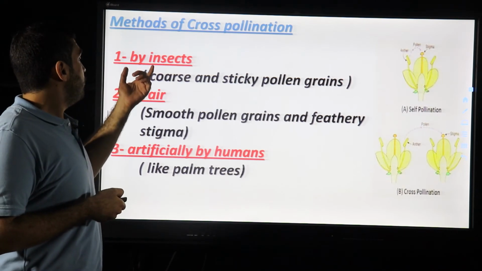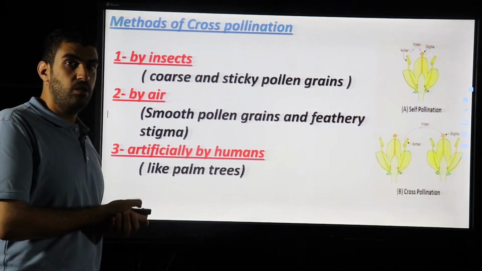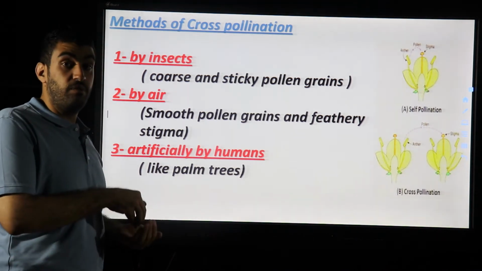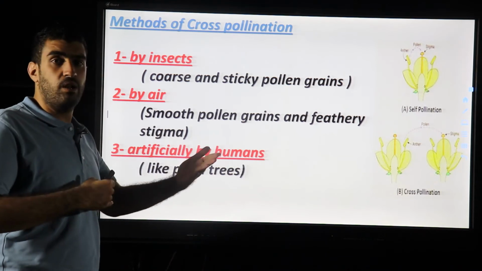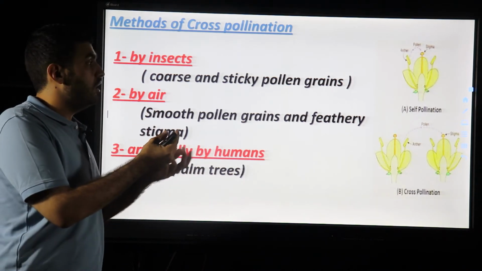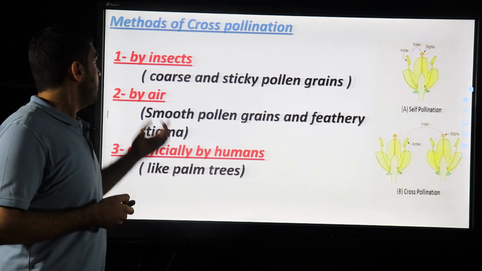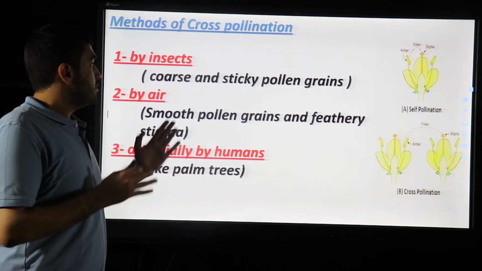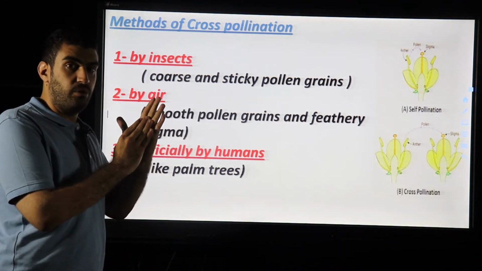There are three methods for cross-pollination. Number one, by insects. When an insect enters a flower, it can carry the pollen grains and move to another flower, and the pollen grains will be dropped, and then the pollination process occurs. The pollen grains must be coarse and sticky to stick to the insect's hair.